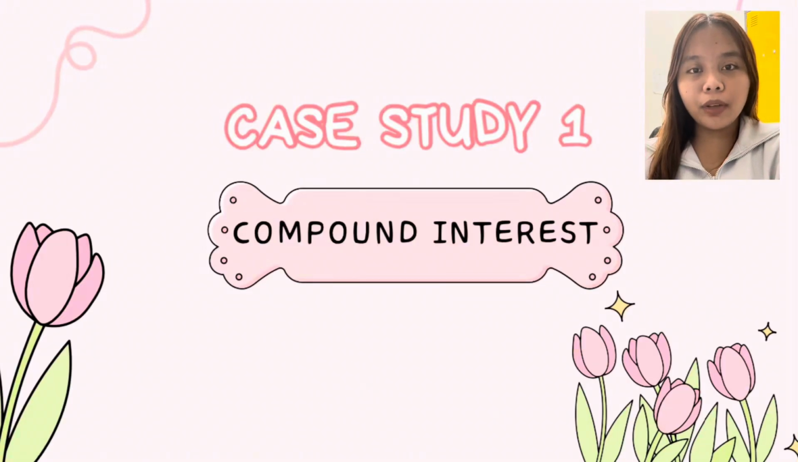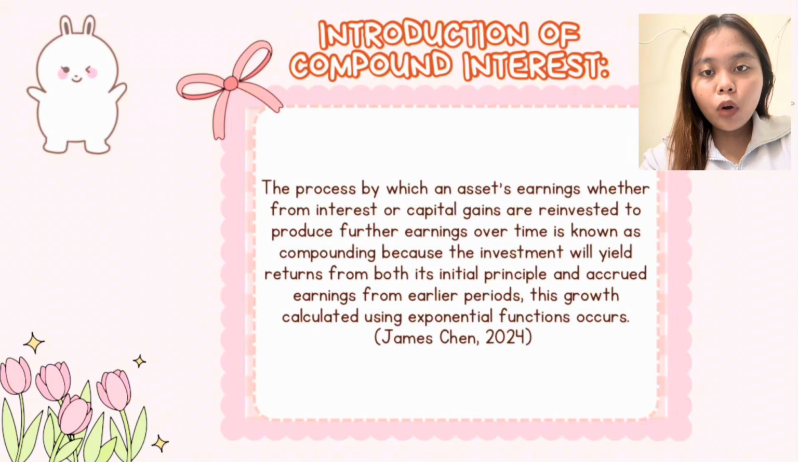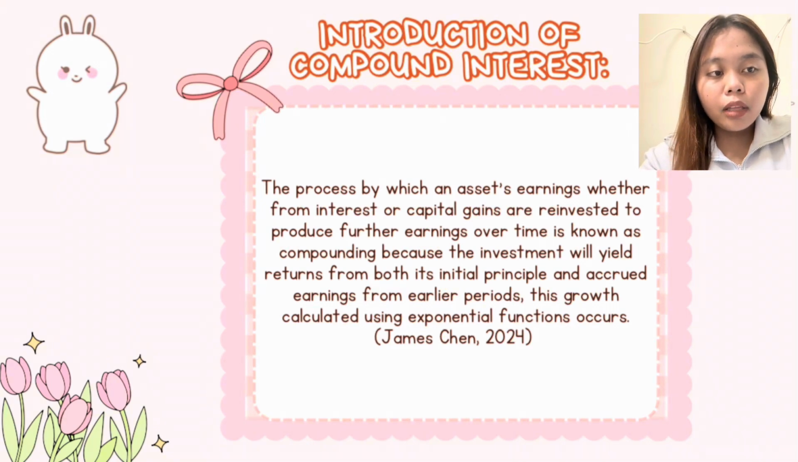Case study 1, compound interest. Introduction of compound interest. The process by which an asset earning, whether from interest or capital gains, is invested to produce further earning over time is known as compounding, because the investment will yield returns from both its initial principal and accrued earning from earlier periods. This growth is calculated using the exponential function.